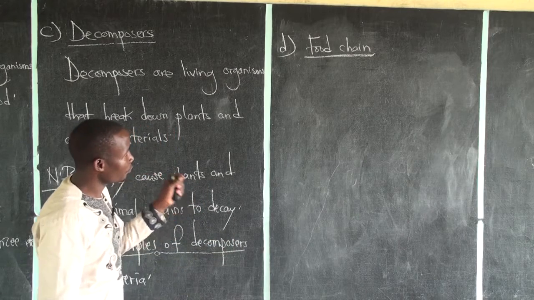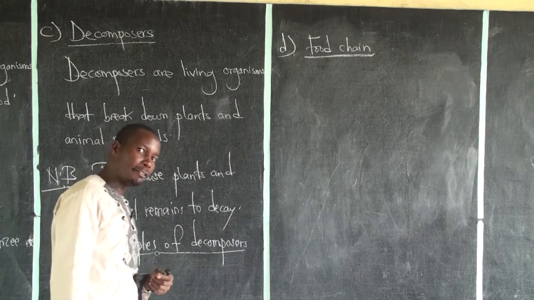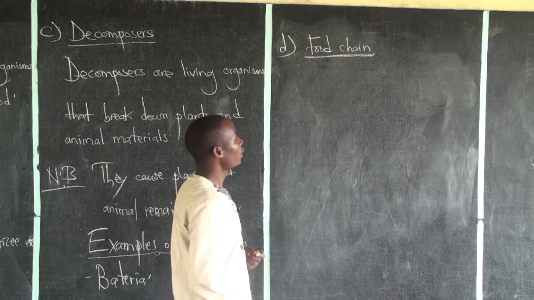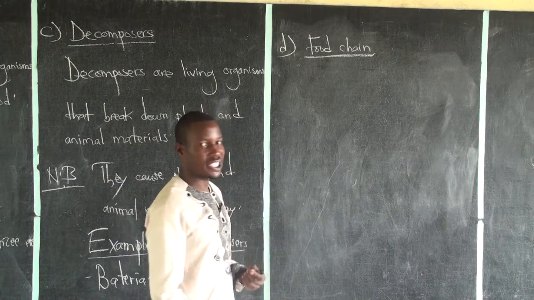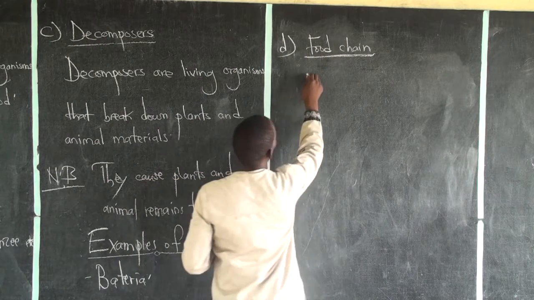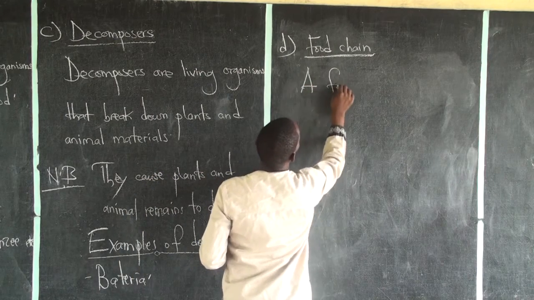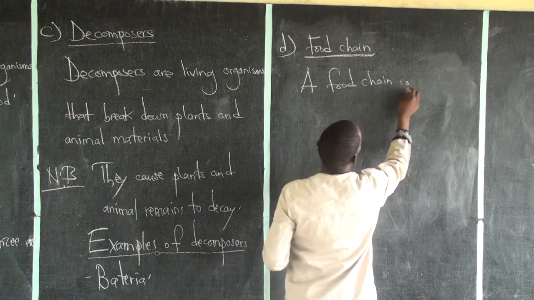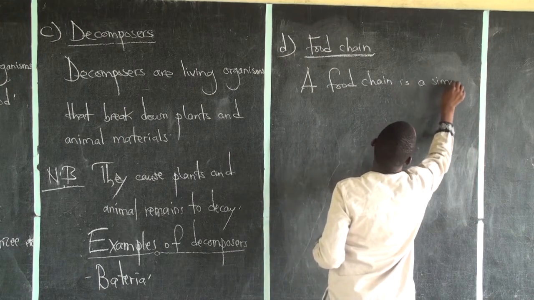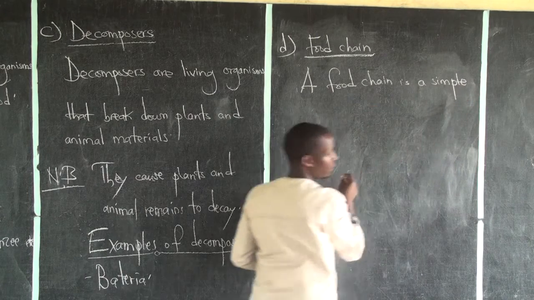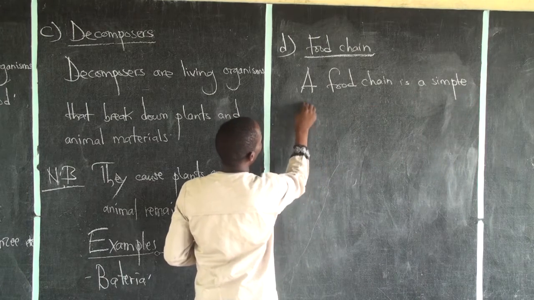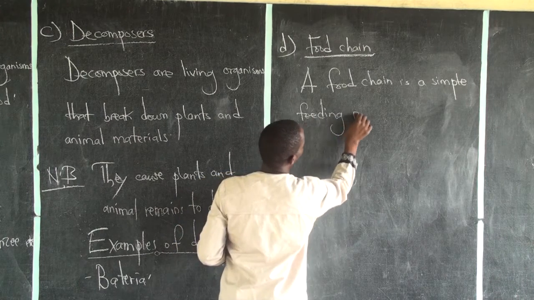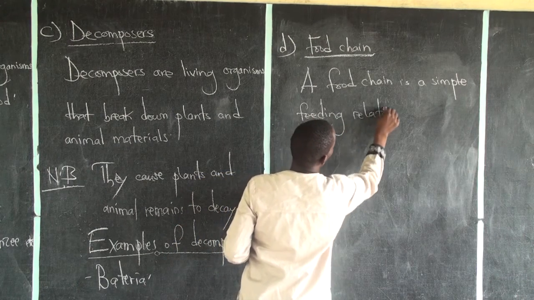So in this case, a food chain we can simply define as a simple feeding relationship. Okay? A food chain is a simple feeding relationship.